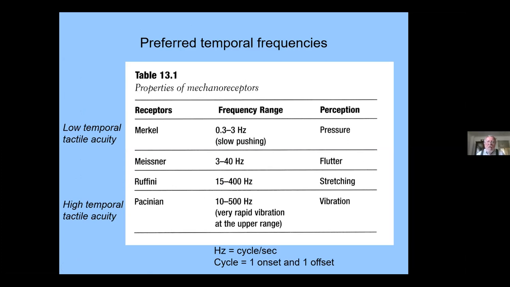And here are the preferred temporal frequencies of these. You can see a Merkel cell has a relatively slow frequency range, whereas a Pacinian corpuscle, which is measuring vibration, has a very high frequency range. But the temporal frequencies are much more important for vibration and stretching than they are for pressure. Flutter is something in between.